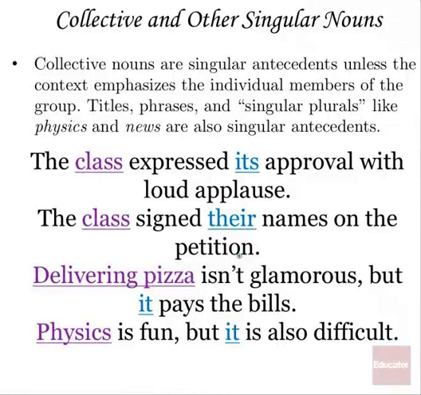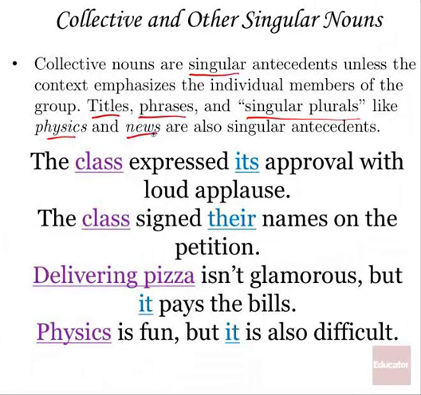Collective nouns, as you may recall from our lesson on nouns, are singular antecedents. They're nouns that refer to groups, okay, so team, things like that. They're singular antecedents unless the context emphasizes the individual members of the group. So when someone is talking about the team and the team does something as a whole, you use it as a singular antecedent. You also use this in cases of titles, like The Birds, title of a movie, phrases, happily ever after, and singular plurals like physics and news.